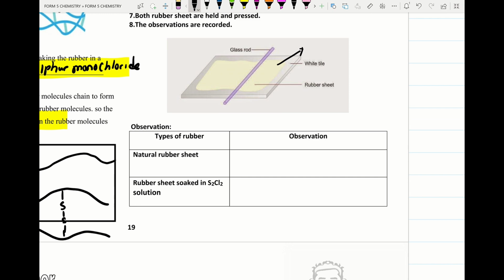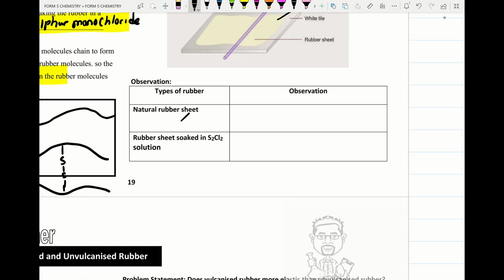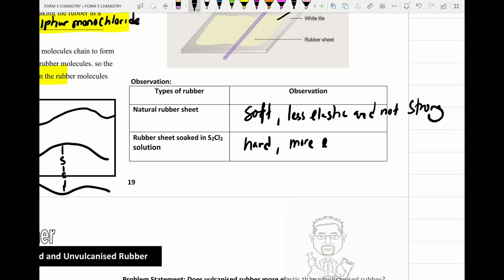So we try to check the properties of vulcanized rubber and natural rubber, and also the rubber that we soaked in disulfur dichloride solution. The observation is that natural rubber is soft, less elastic, and not strong. And the second one, the rubber strip soaked in disulfur dichloride solution, is hard, more elastic, and strong.